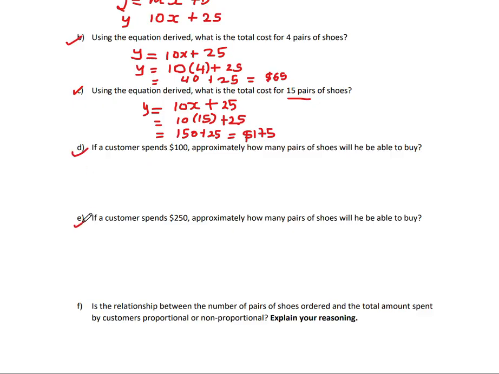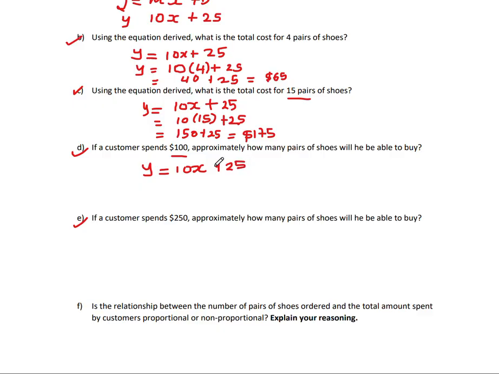D and E are a little different. Here we are told if a customer spends $100, approximately how many pairs of shoes will he be able to buy? So let's write back the equation here again. The equation that describes our scenario is y equals 10x plus 25.